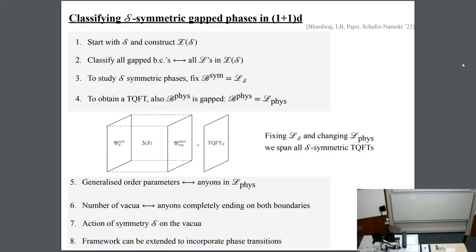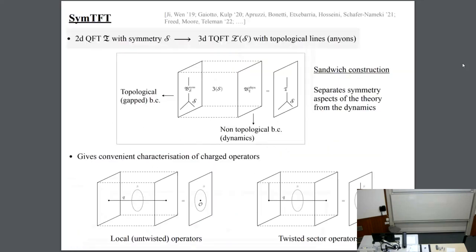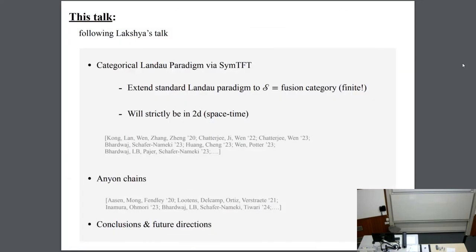So I strictly work in 2 dimensions in this talk. Then there is a paper by Laksha recently that extends this from 2D to 3D, but it will only be in 2D. And then S is a fusion category, and just any fusion category with a finite number of simple objects.